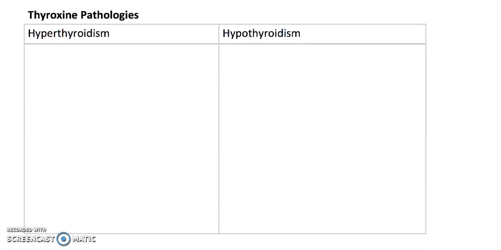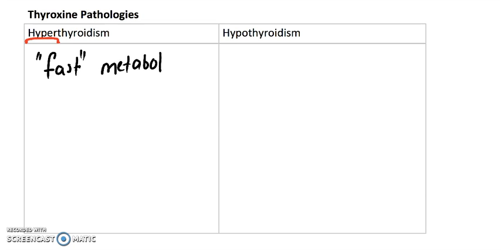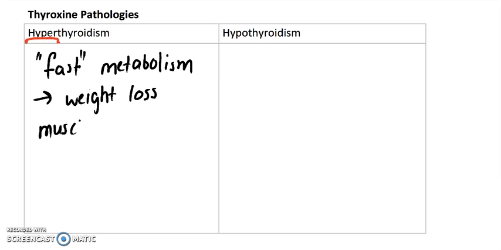Okay, so thyroxine pathologies. Let's first discuss hyperthyroidism. So hyper means you have more than a normal amount of thyroxine in your system. So in this condition, we have fast metabolism, which can lead to a few other things. Weight loss, for example, your body cannot build up, it's constantly breaking down stored compounds.